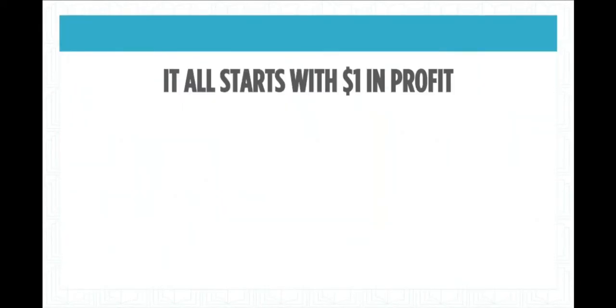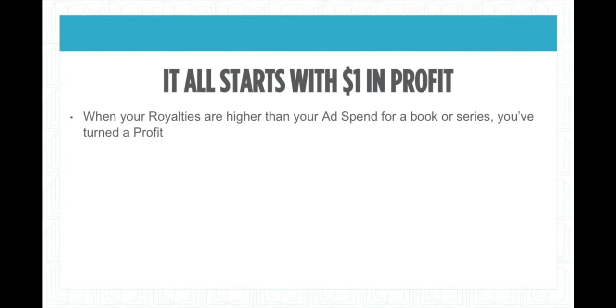So it all really starts at the beginning, right? Let's go from "we're not making this work" to turning a profit. When you have royalties that are higher than your ad spend for a book or a series, you have turned a profit. You now have a profit on that book or that series. And if you didn't have a profit just on book one, but had a profit on the other books in the series, you are still in great shape.